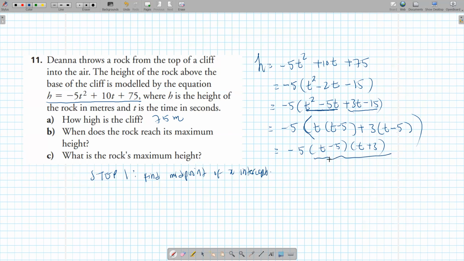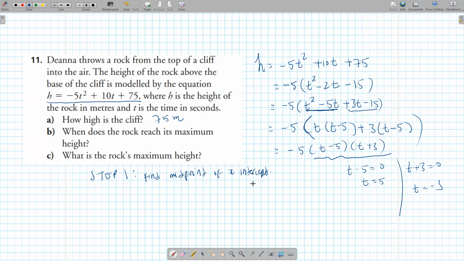Are you able to tell what the x-intercepts are? Looking at these two, you just want to set them equal to 0. In fact, the sign flips, that's all there is. t equals 5 is one of them, and t plus 3 equals 0, t equals -3 is the other. Those are the x-intercepts. You just flip the sign in the factored form, or you can set the individual brackets equal to 0.